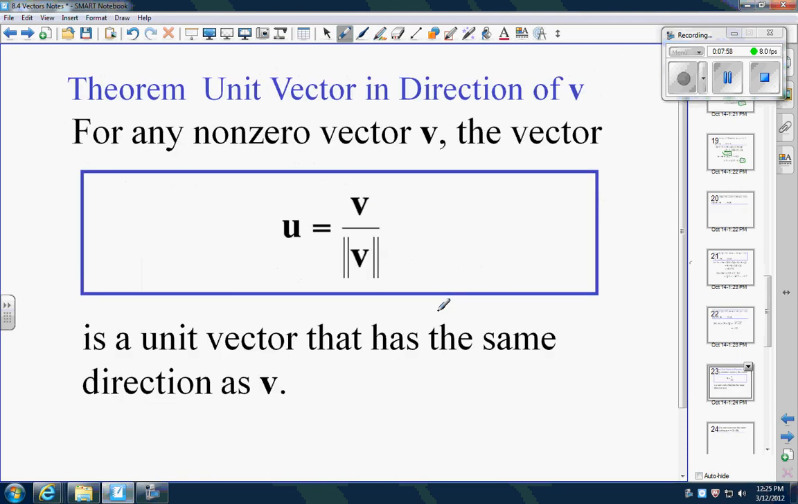Okay, one of the last little things here is this unit vector, in the direction of v. So we use a u to represent a unit vector, okay? So for any non-zero vector, so it's got to have some values, this thing here is a unit vector that has the same direction of v. Unit vectors always mean 1. So we're taking literally just vector v, and we're dividing it by the magnitude. Okay, and that creates a unit vector.